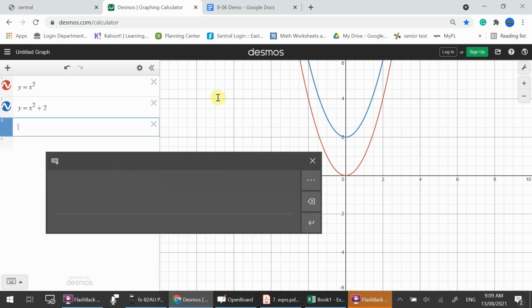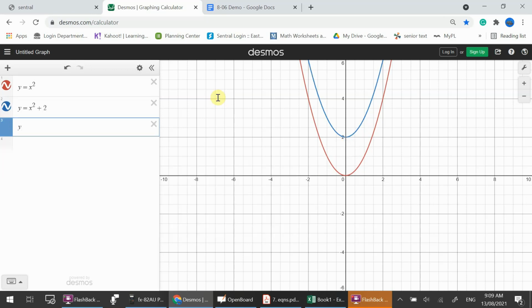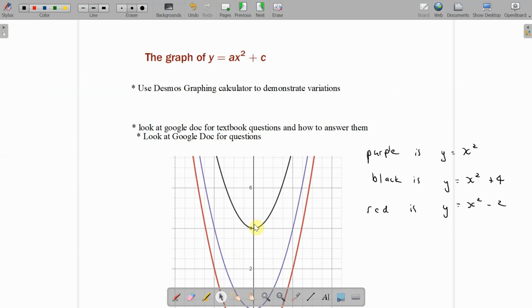Same as if you take away. X squared minus 2. So the green one, so there's our original x squared, minus 2 takes it down to there. Same parabola, it's just shifted the whole thing up or down. Okay, let's go back.